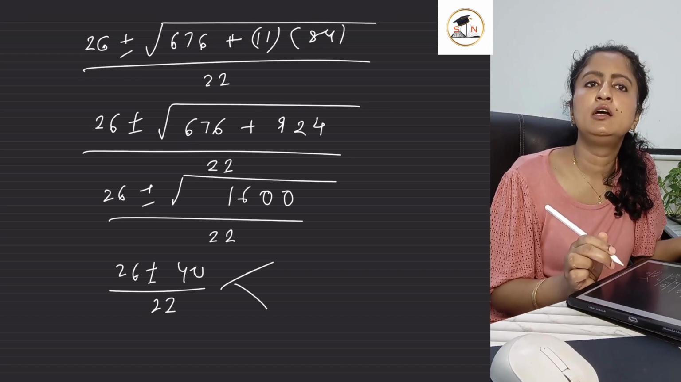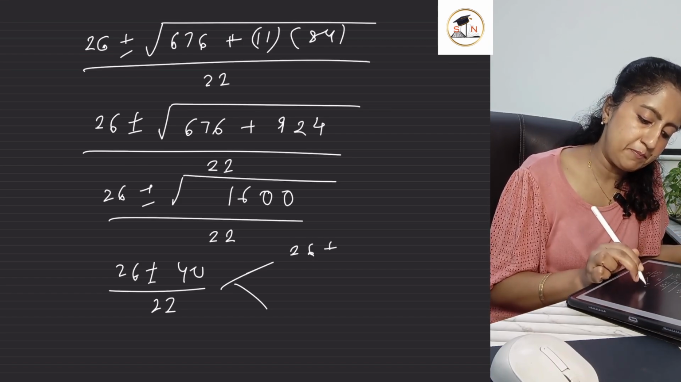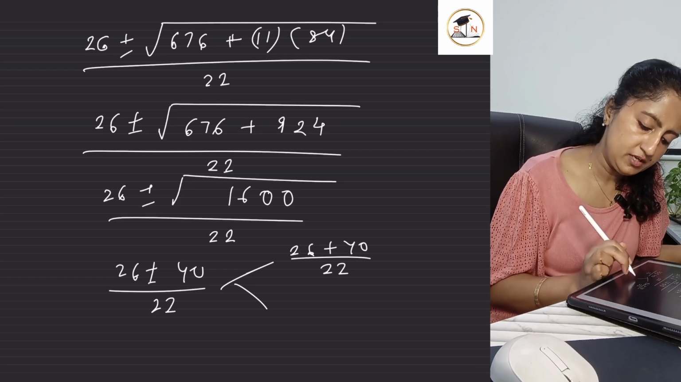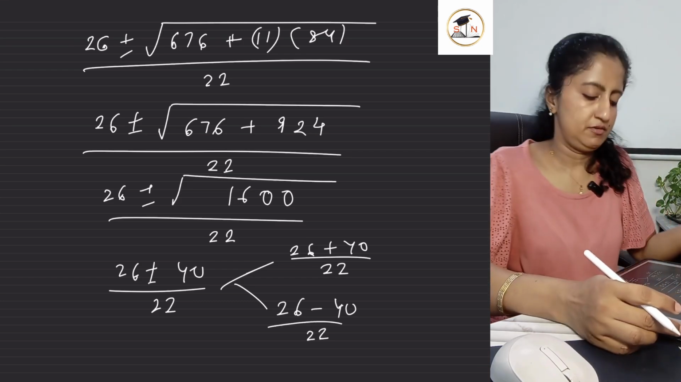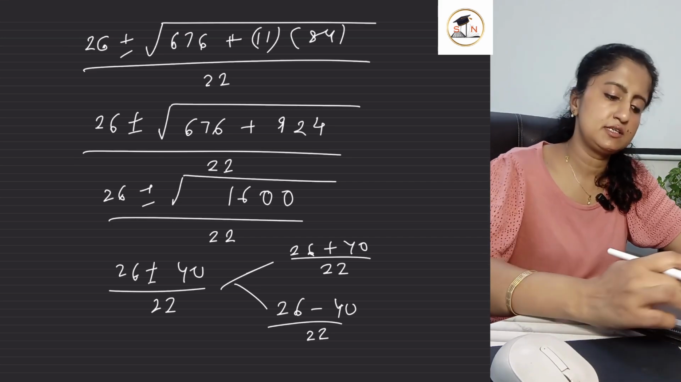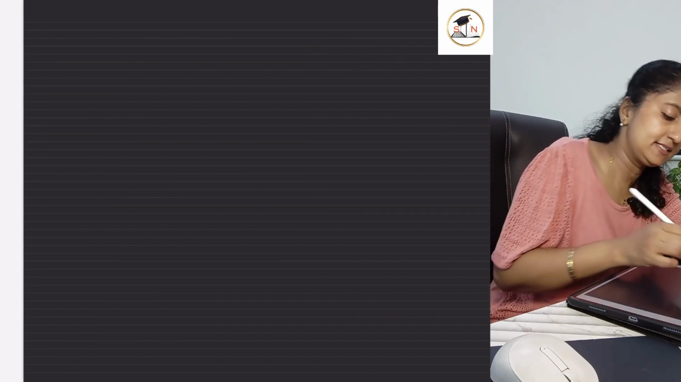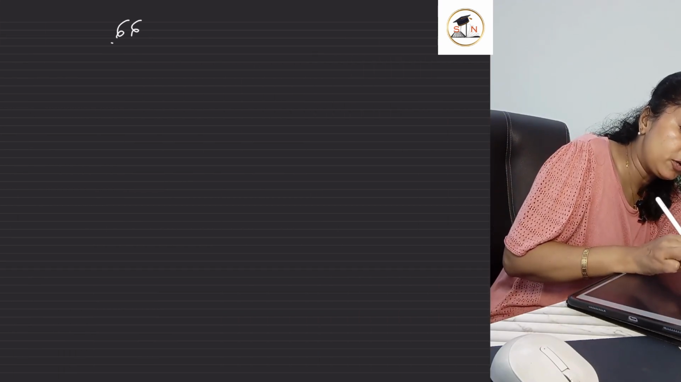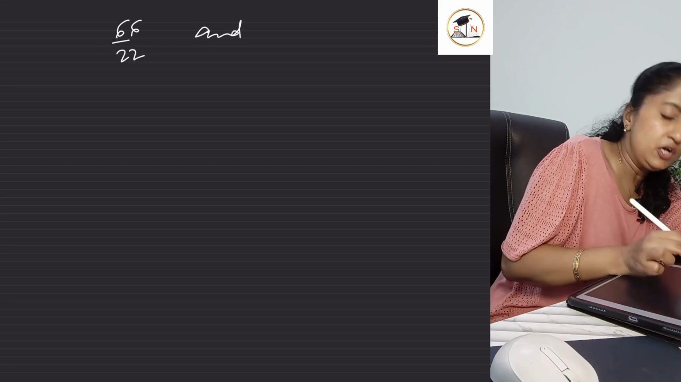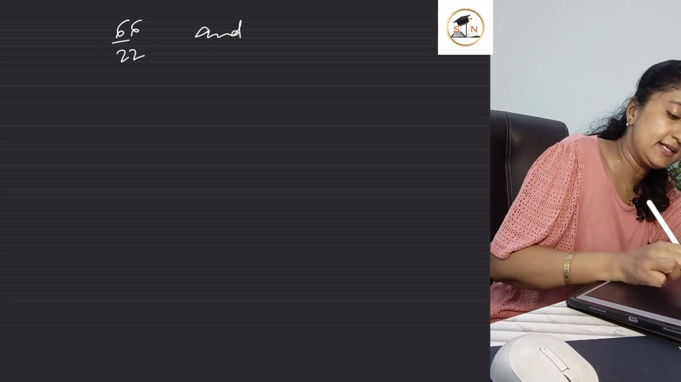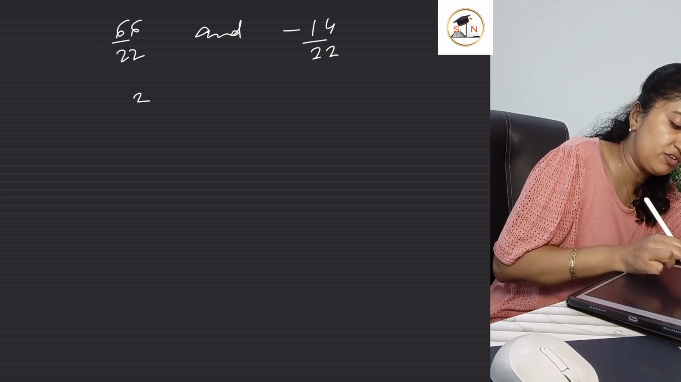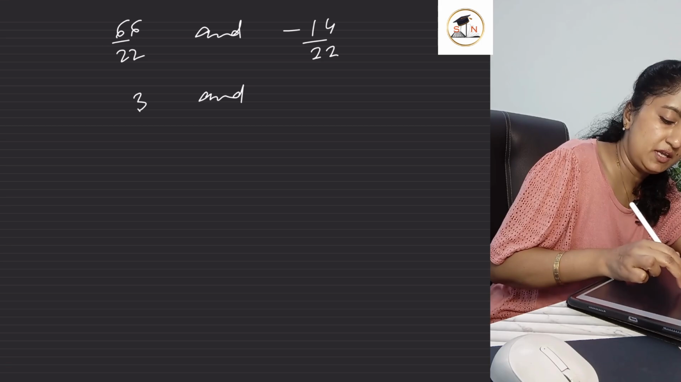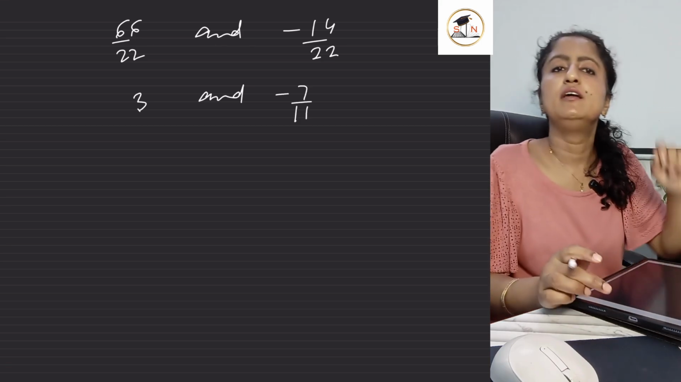This is going to result in two answers. 26 plus 40 over 22. 26 minus 40 over 22. Right? Because plus minus gives us two options. Simplifying this further now. So 26 plus 40, that is what we get, 66 upon 22, and 26 minus 40, that is minus 14 over 22, right? This gives me 3 and this gives me minus 7 by 11.